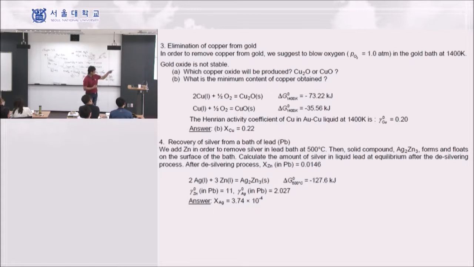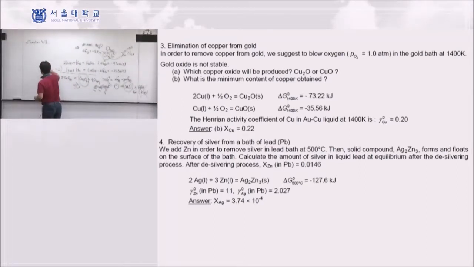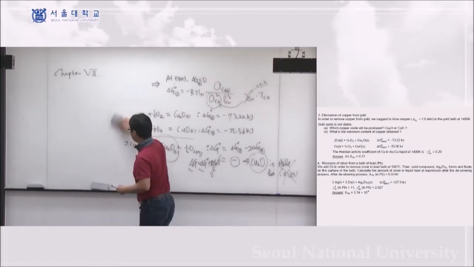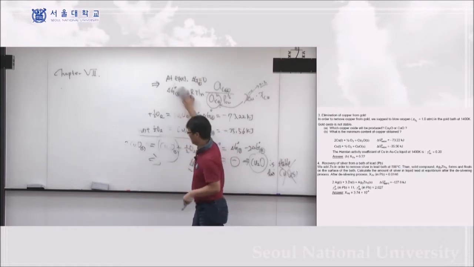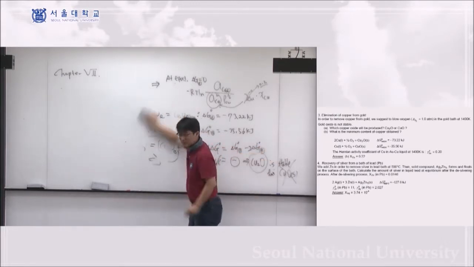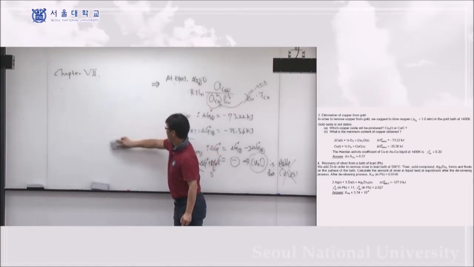Calculate the amount of silver in the liquid lead after equilibrium and after the desilverization process. After removing the silver, the mole fraction of Zn in the lead is 0.0146. This is a real industrial process. If you go to Korea Zinc in Ulsan, they are using this process.